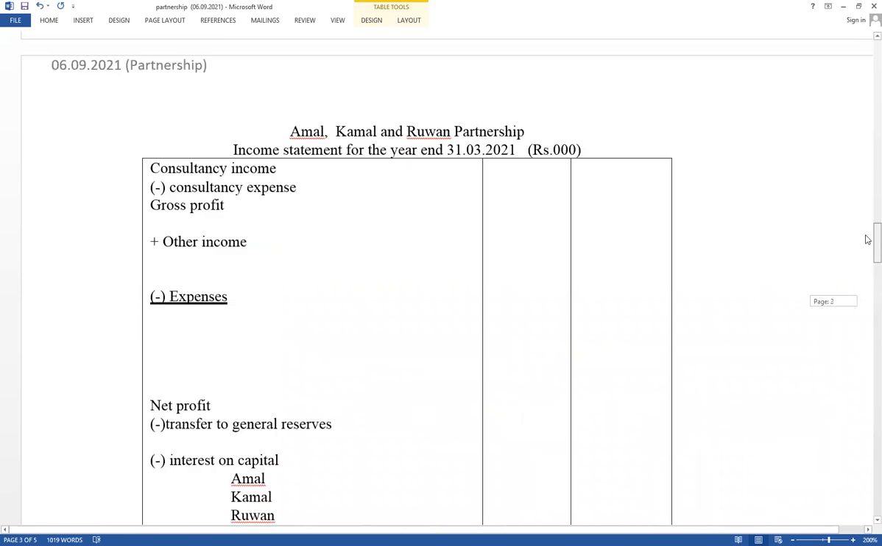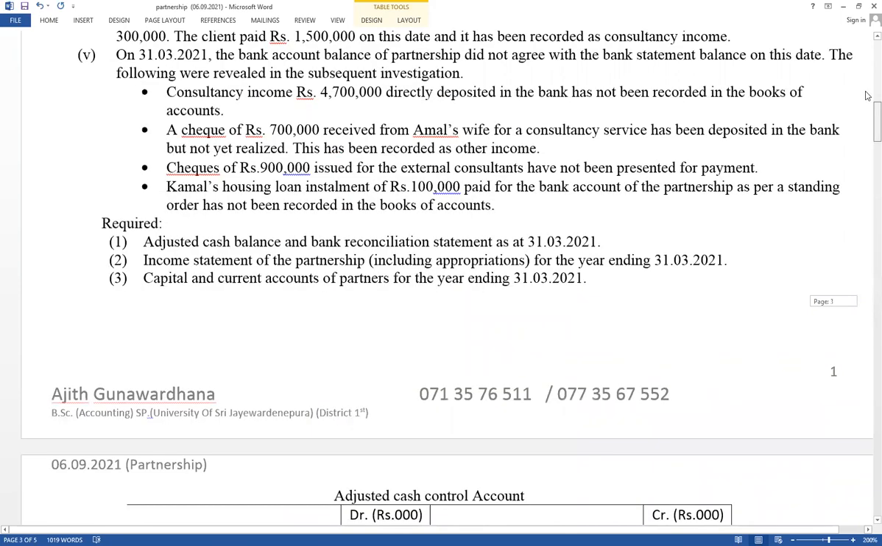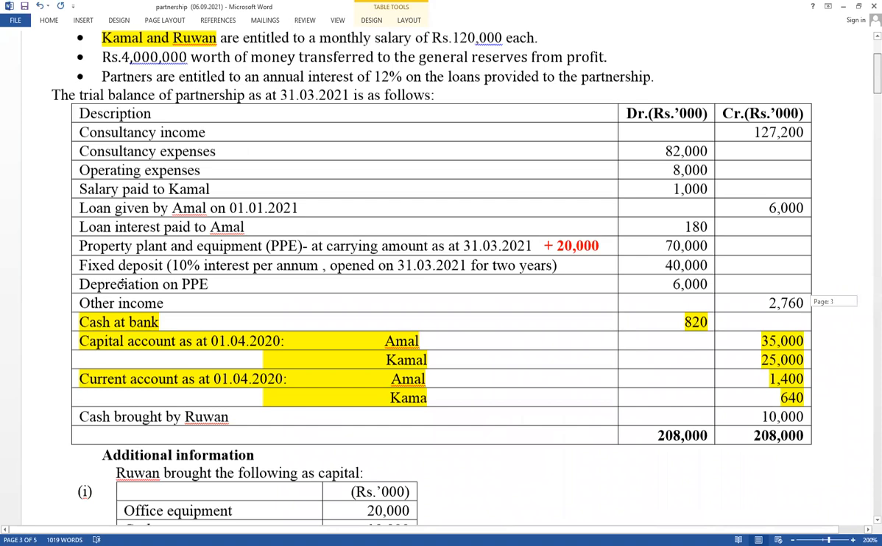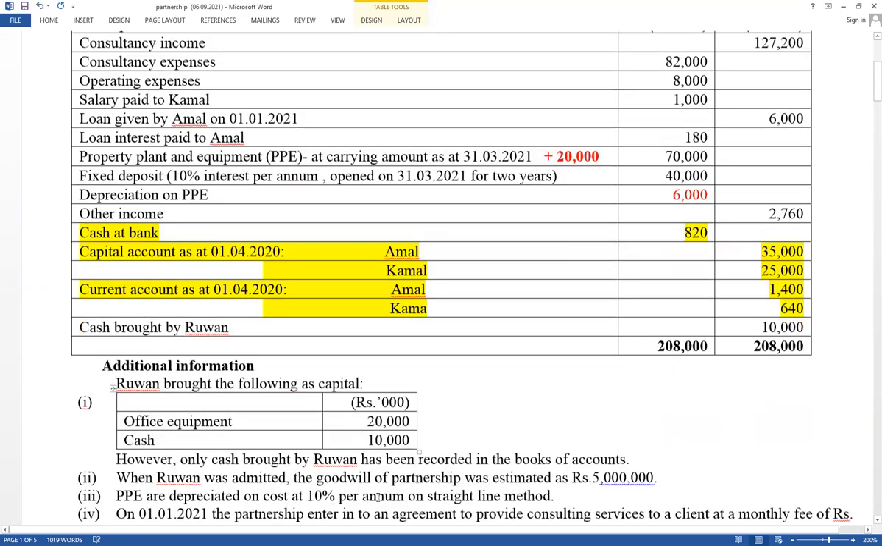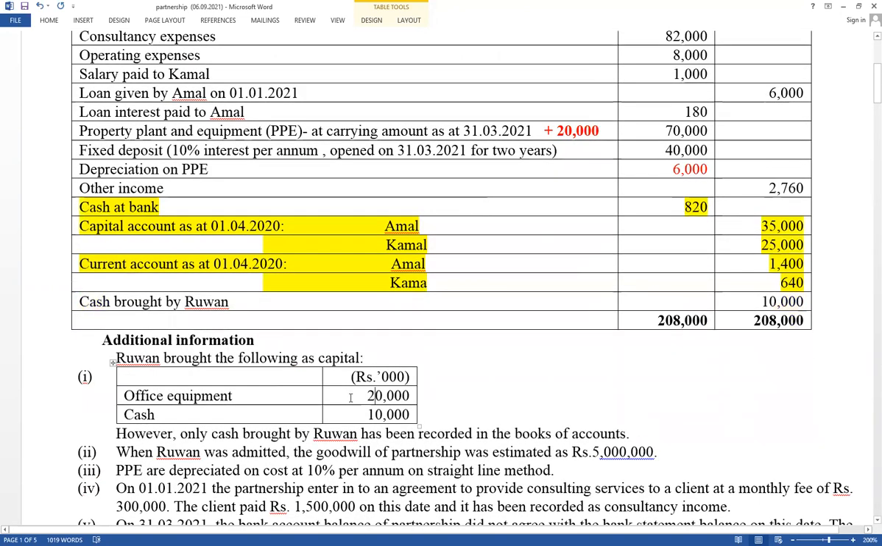Now think at the same time about the depreciation part. Think, in the trial balance, the depreciation expense account is also available, 6,000, and property, plant and equipment carrying amounts have been given. What is the meaning? Annual depreciation is already recorded. Depreciation expense account debit, property, plant and equipment account credit. But think about office equipment also being part of property, plant and equipment. It has not been recorded. Therefore, based on that value, depreciation was not recorded.